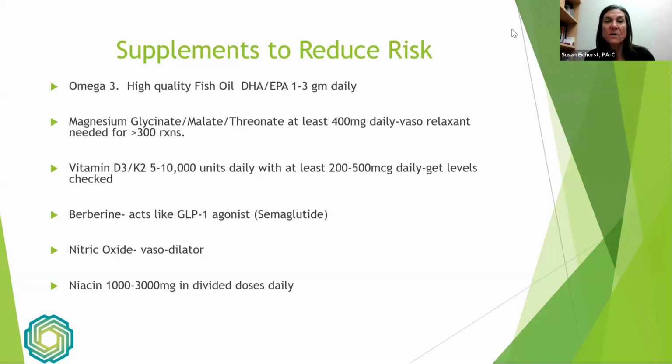So big fan of berberine, fan of nitric oxide. You can get this in tablets. That's a vasodilator. And I'm a big fan of niacin. Niacin just needs a lot of discussion because of the vasodilation of it and the flushing. But in high doses, 1,000 milligrams to 3,000 milligrams in divided doses, this raises HDL, lowers triglyceride, lowers LDL, increases NAD, which increases overall ATP and energy in the body. Niacin has really got some great options for health.